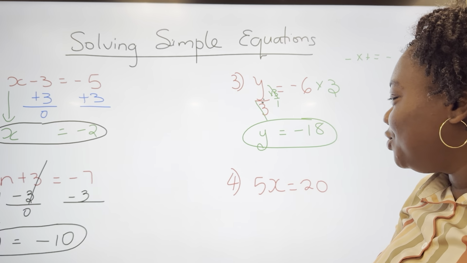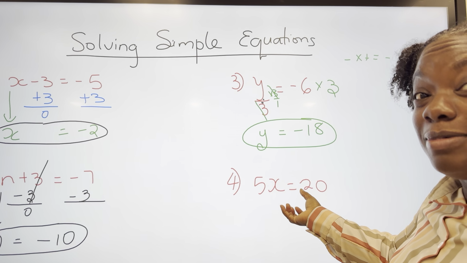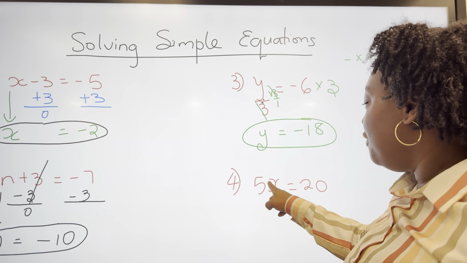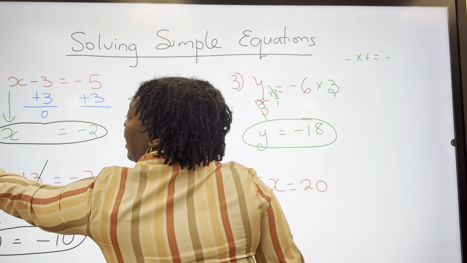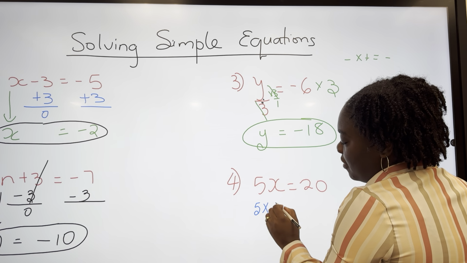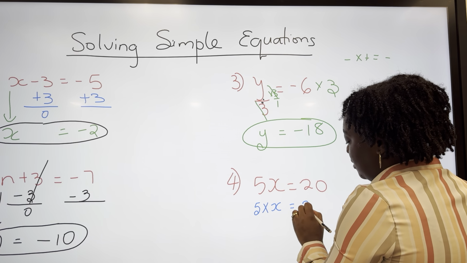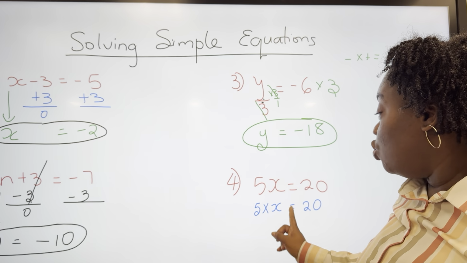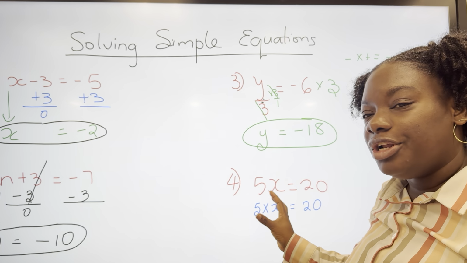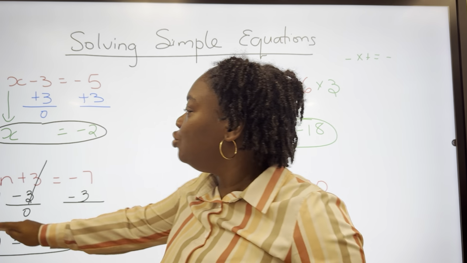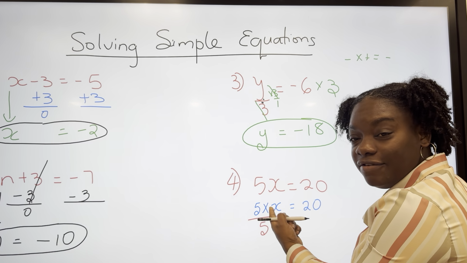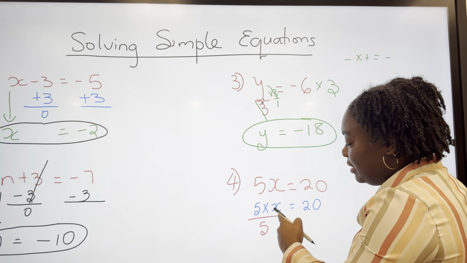Let's take this one, and I'm sure that you'll be able to tell me what to do by now because you'd have figured out what's happening. Remember, it's the inverse operation. This, and I need to highlight this, is the same thing as 5 times x equals 20. So what operation is happening right here? It's multiplication. So in order to undo the 5, what would I need to do? I would need to go ahead and do the inverse operation of multiplication, which is division.